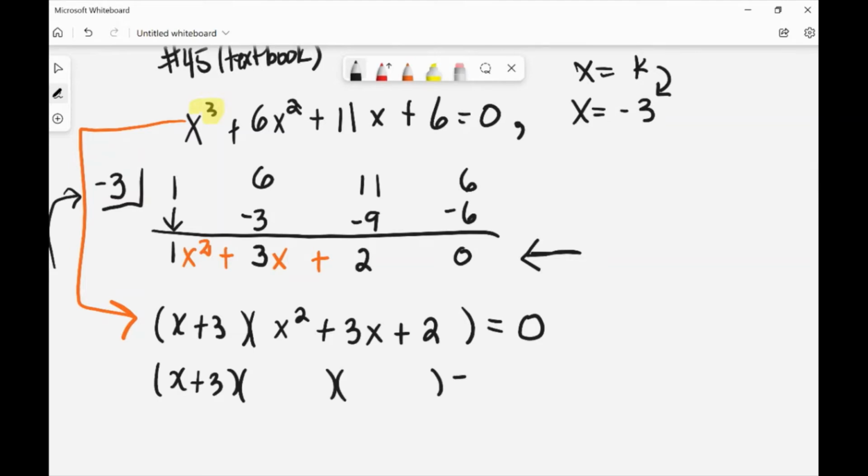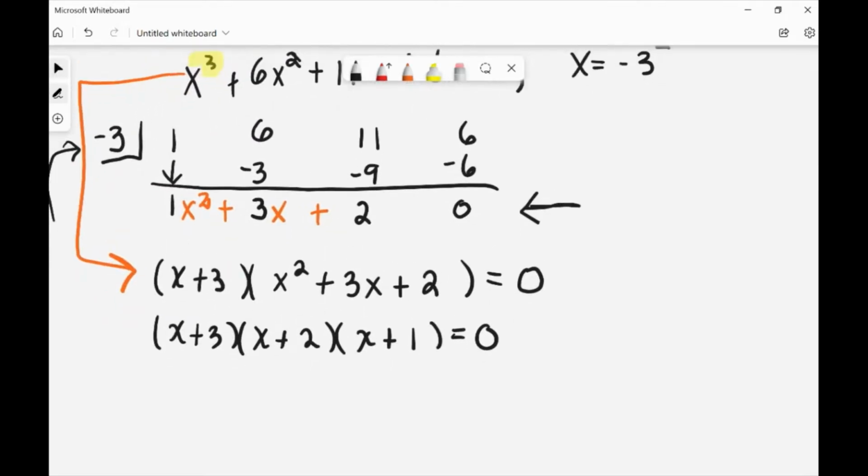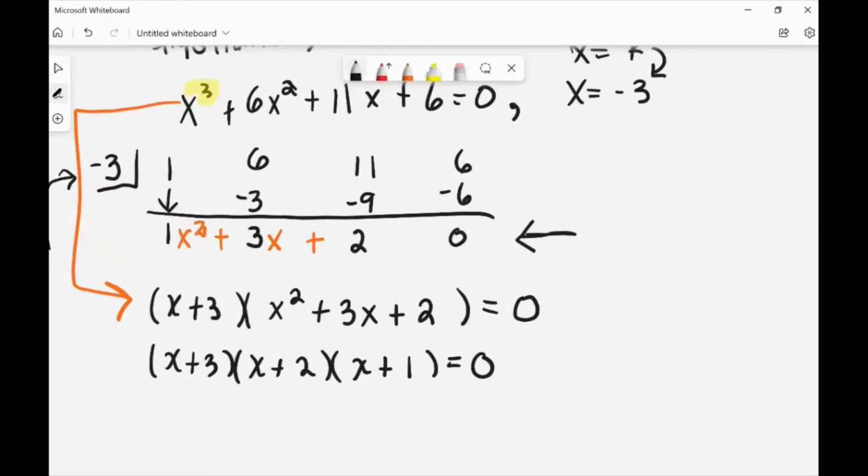All right. What are the factors then? 2 and 1, so x plus 2, x plus 1. Yep. Now, the question was use that division to show that x is a solution. Obviously, x is a solution because we got that 0. So we took care of that.